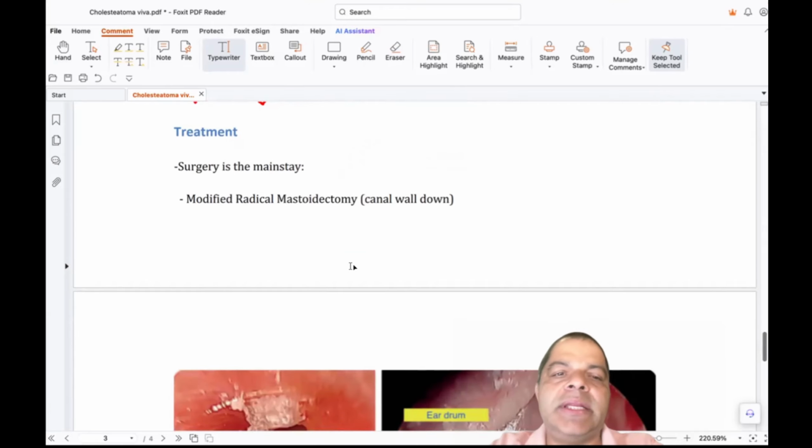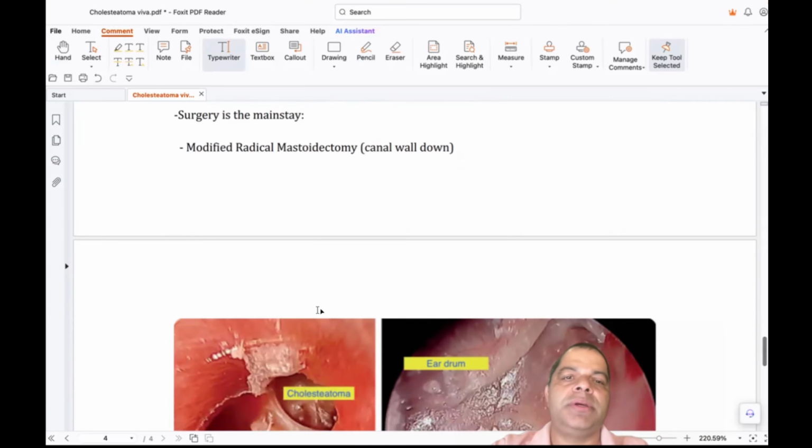What is the main step in the treatment? Don't say I will give some ointment or ear drops. These are conservative treatments and are of no use. So you have to come with modified radical mastoidectomy. What type of operation is this? This is canal wall down surgery. Some students say tympanoplasty, but you should come with modified radical mastoidectomy. If the examiner asks what the surgery or treatment is, just answer modified radical mastoidectomy.